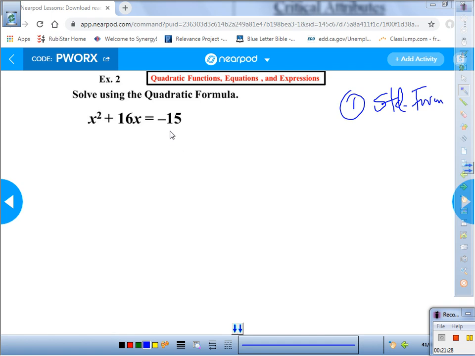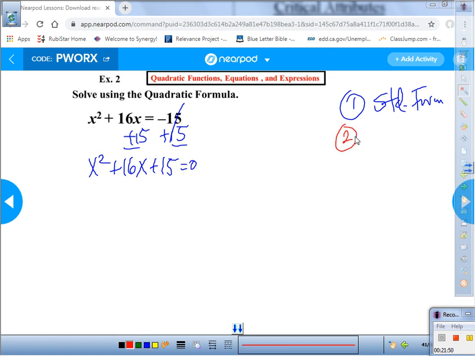Focus, please. Standard form means that all terms need to be on one side and equal to 0. Is that correct? So that means I need to do what here? Add 15, add 15. So we're left with x squared plus 16x plus 15 equals 0.